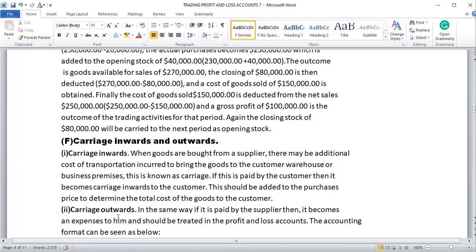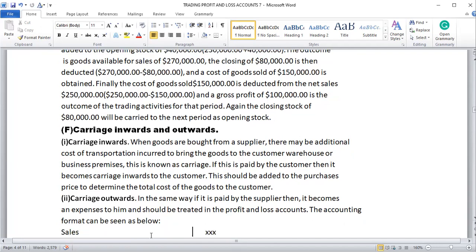Now, carriage outwards is in the same way. If it is paid by the supplier, then it becomes an expense to him and should be treated in the profit and loss account. The accounting format can be seen as below. What I'm saying is that in case the supplier decides to pay for the transportation himself, then it becomes an expense to the company. It is a loss to the company's expense, so it will be added to the total expenses of the business.